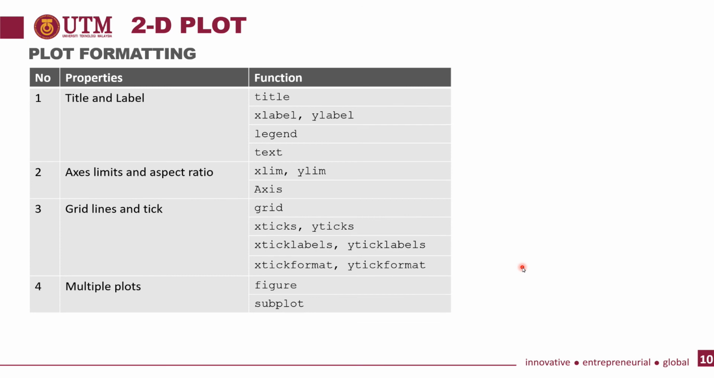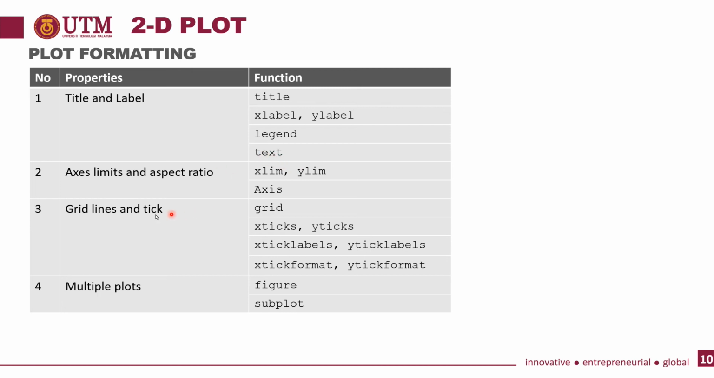In a plot, you must have some references, for example the label of the y-axis, the label of the x-axis, and the title. The first part is title and label. If you want to initialize a title, you must use title. For labels, xlabel and ylabel. The legend is needed if you have multiple plots in one graph. For example, the red line shows a cat, the blue line shows a dog. So you must put a legend, and you can also put additional text inside your graph.